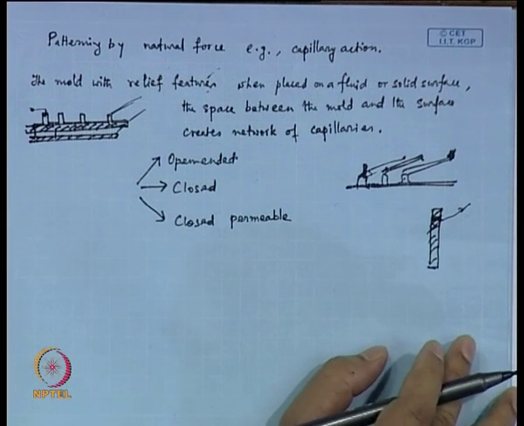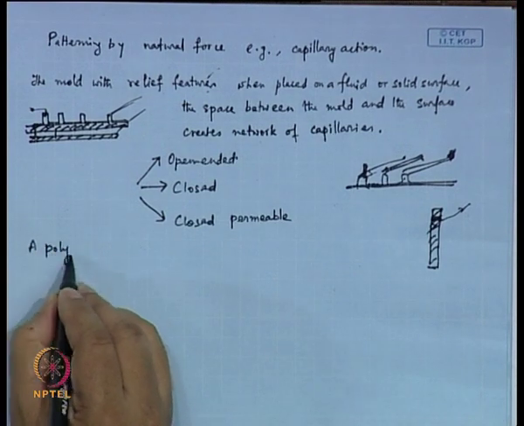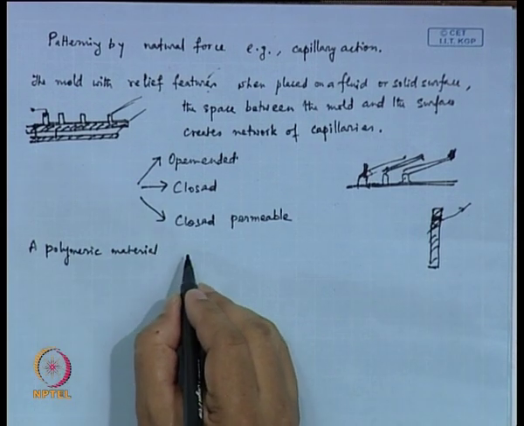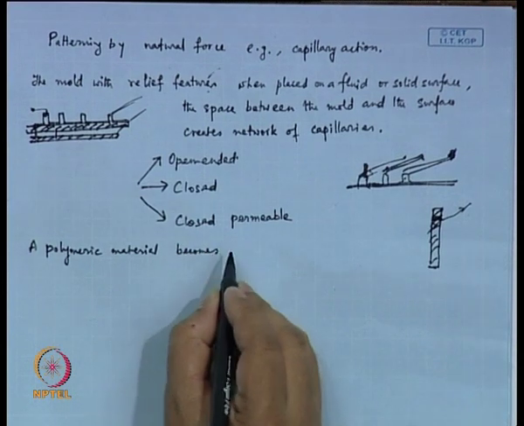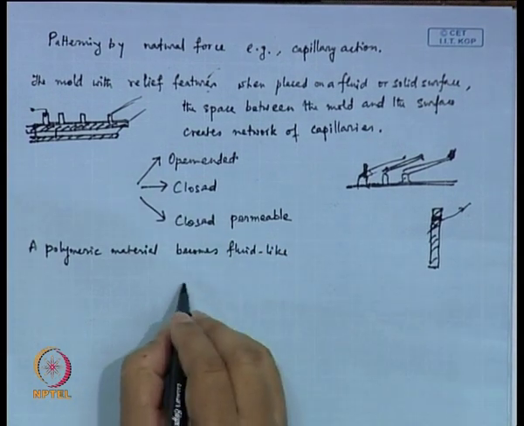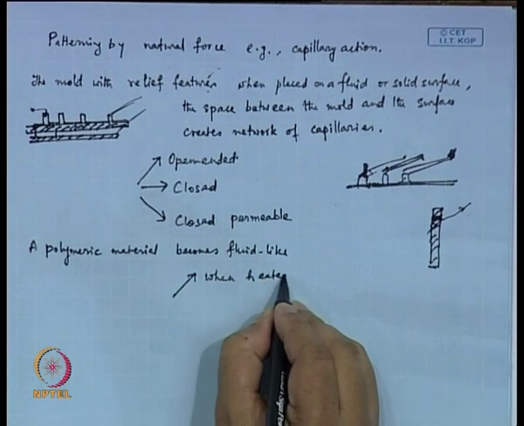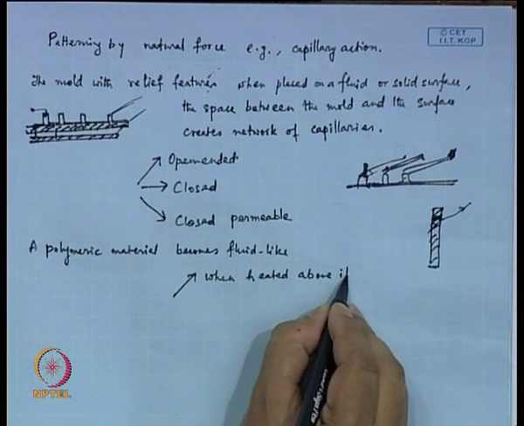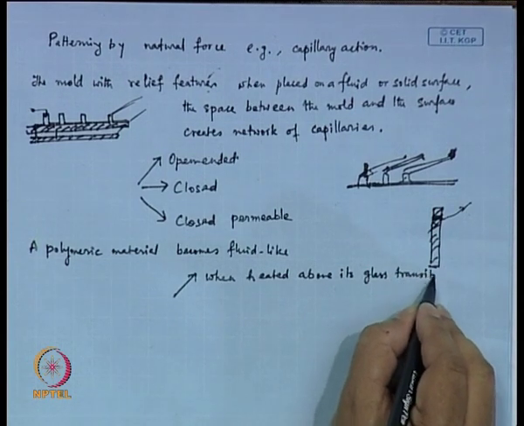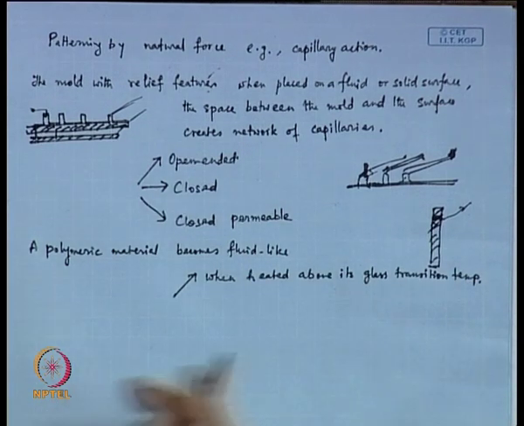Now, a couple of things we need to know at this point. One is a polymeric material becomes fluid like, number one, when heated above its glass transition temperature.